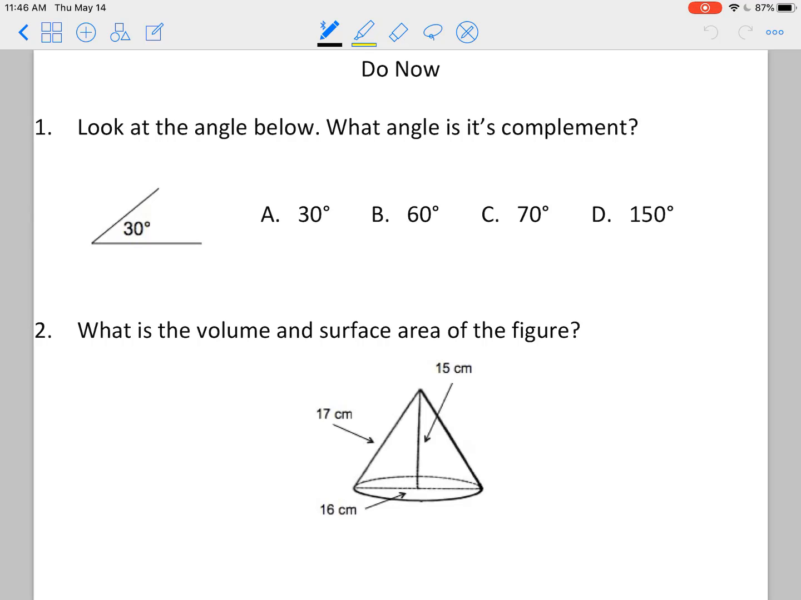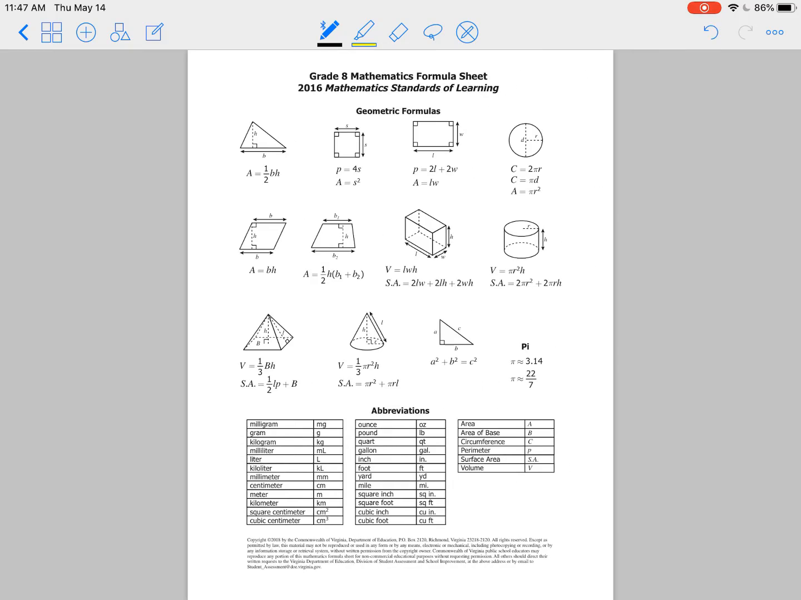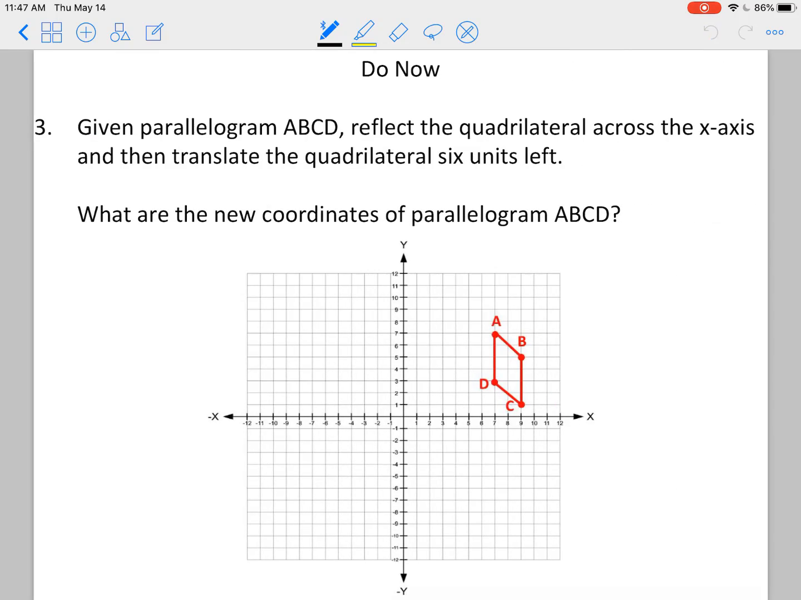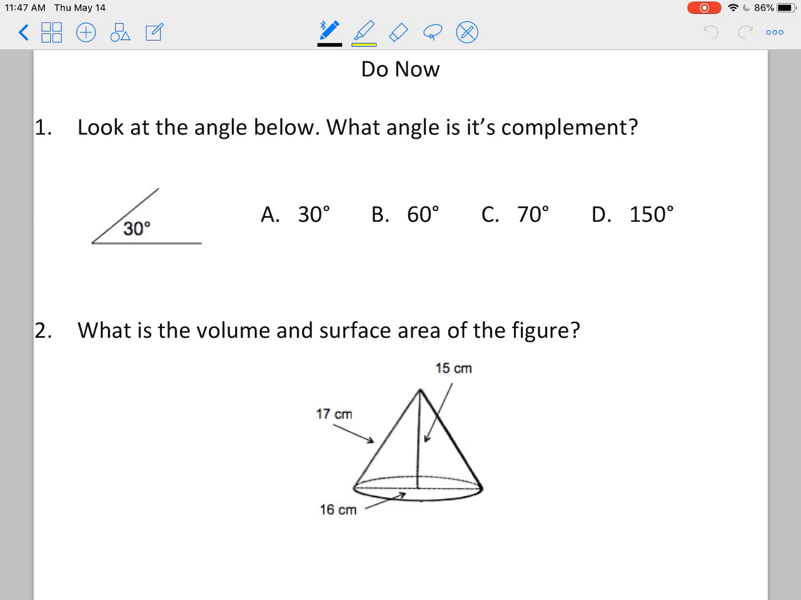Hi everyone, today I am going to be going over a mixed review warm-up covering all of the SOLs in the measurement and geometry strand for pre-algebra. So we're going to be going over SOL 8.5, 6, 7, 8, 9, and 10. Although this particular warm-up only covers angle relationships, volume and surface area of three-dimensional figures, as well as transformations.